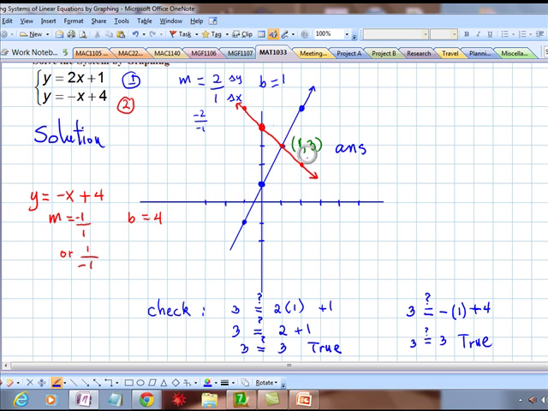Now let's say you graph two lines and find the intersection point, and you check it and it's not true. That means your lines weren't accurate. So it's very important that you always check your answer when you solve a system of equations by graphing.